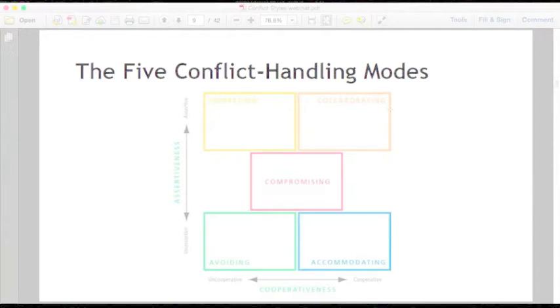But what happens is we tend to use 1, or maybe 2, of the modes as our dominant modes. We may lean on one of those more than any of the others, and then we use it in all of our conflict situations. That's where problems arise, because it might not be the right mode to solve that particular conflict. As we go through this, I want you to think about where you see yourself in each mode. Is this something I do too much or too little? And when is the right time to use this mode? That's what we're going to be looking at as we go through this.